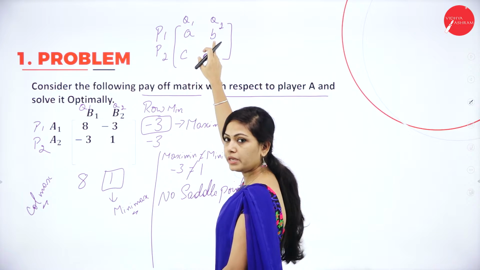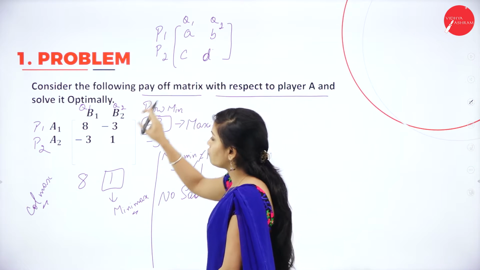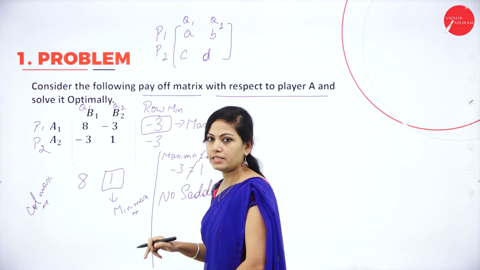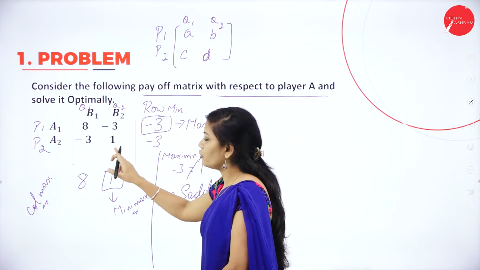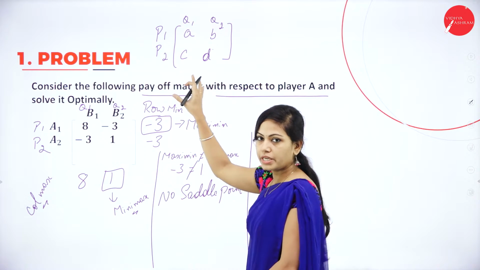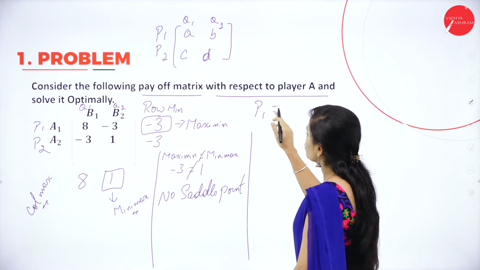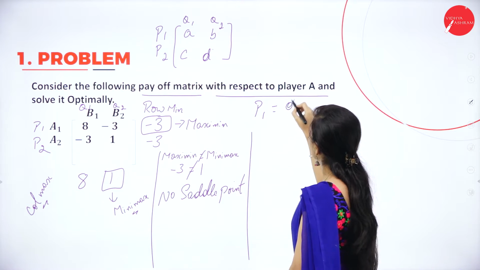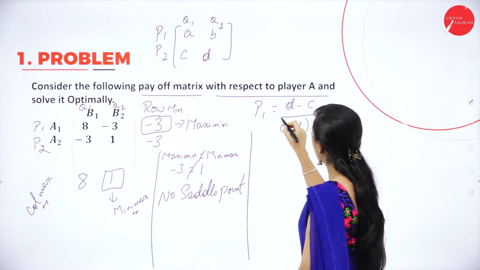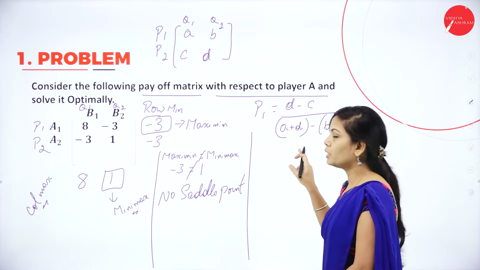Using this matrix representation, what is the value of B here? The value of B is minus 3. And what is the value of A? The value of A is 8. What is the value of D? The value of D is 1. The value of C is minus 3. By using this representation, I will use one formula for finding the optimal strategy. So, P1 equals D minus C divided by A plus D minus B plus C. It is a common formula.